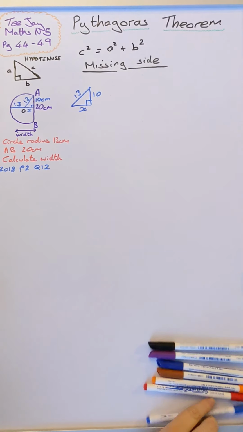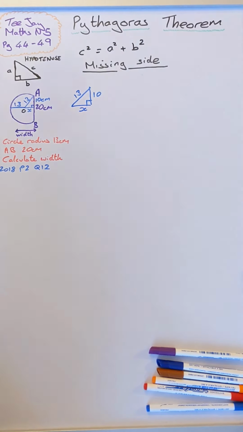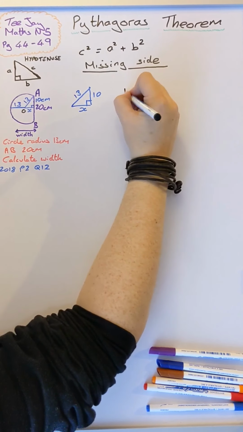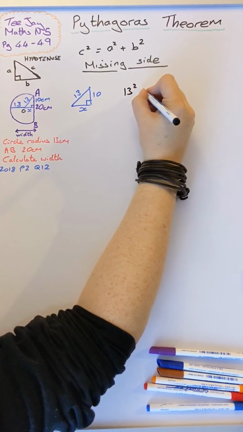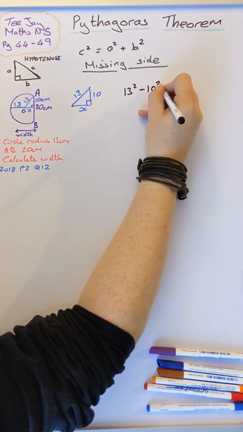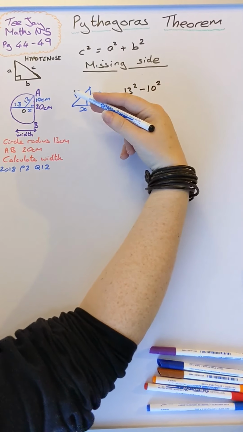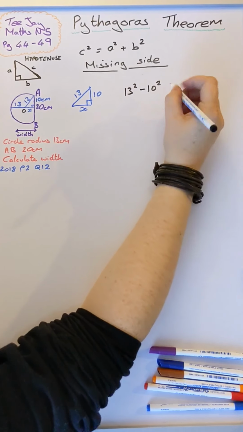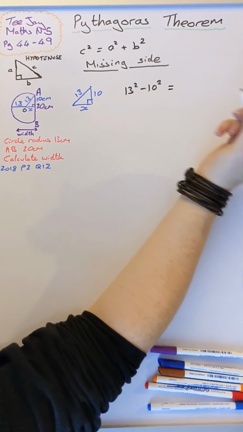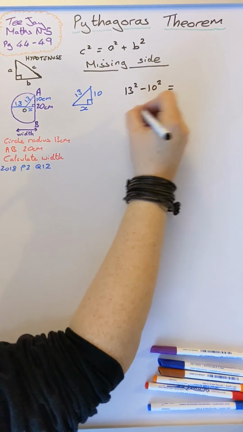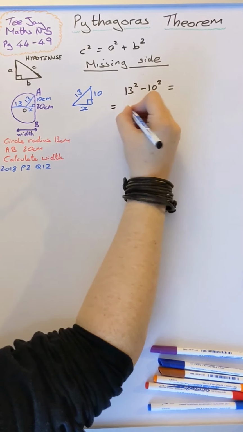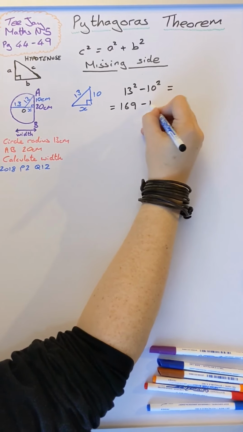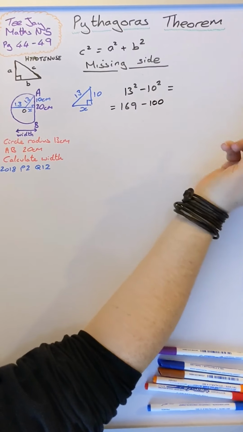So we're going to use the information in our formula. So we have 13 squared minus 10 squared, because we're looking for a side and we've been given the hypotenuse. It's hypotenuse squared, take away the side squared, and we're going to see what that gives us. I'll bring it down this way. We've got 169 for 13 squared minus 100 for 10 squared.